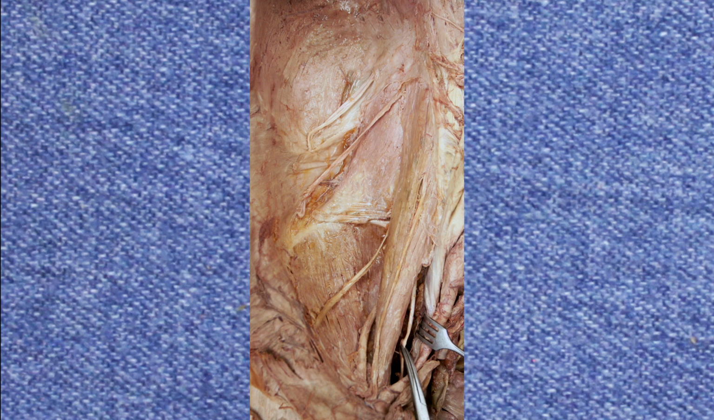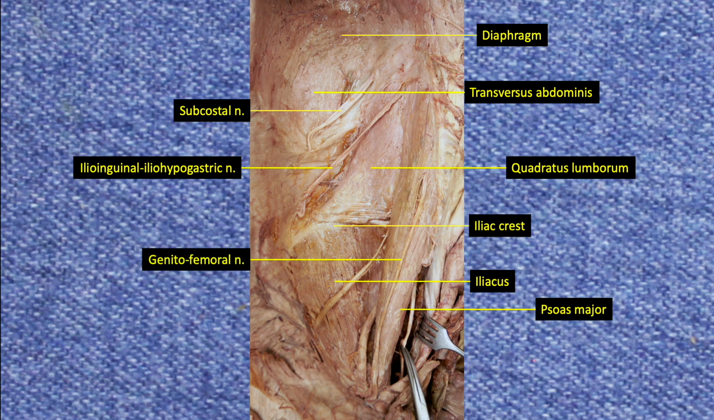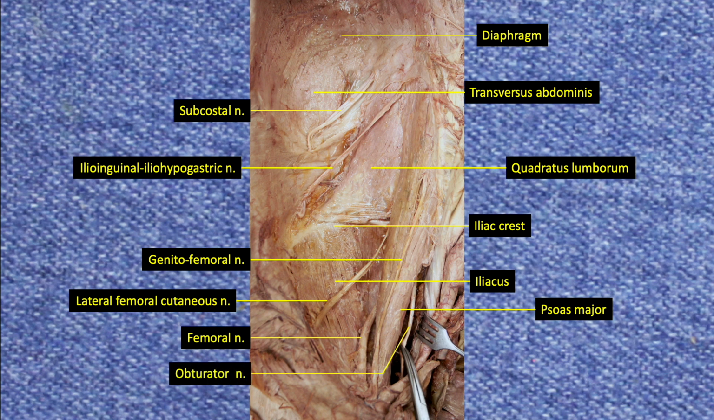And because not all posterior abdominal walls look the same, I thought I would demonstrate a second set of muscles in this video with their labels. Also, once again label the nerves of the lumbar plexus. The subcostal nerve, the ilioinguinal iliohypogastric nerve, the genitofemoral nerve, the lateral femoral cutaneous nerve, the femoral nerve, and the obturator nerve.